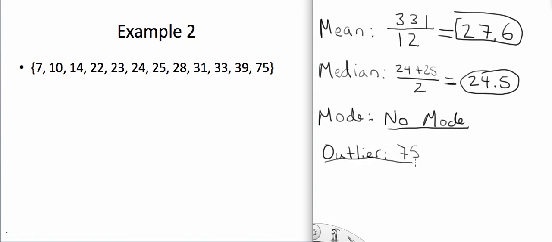Sometimes they'll just ask you to label an outlier. Sometimes they'll ask you to remove it. Okay, so it all depends.